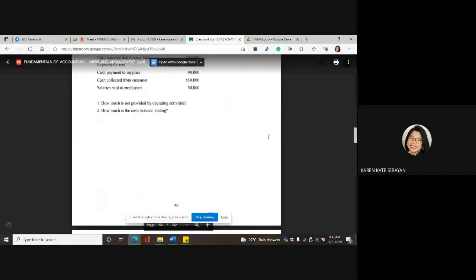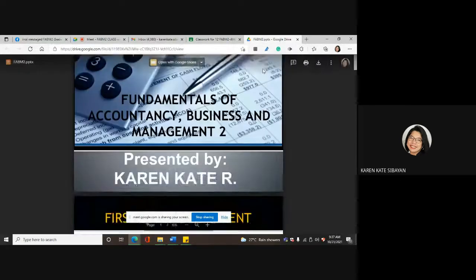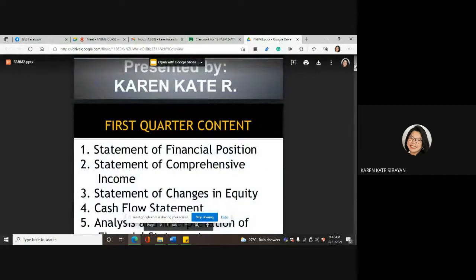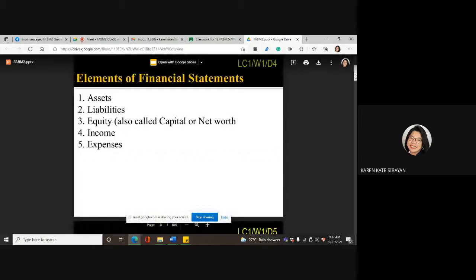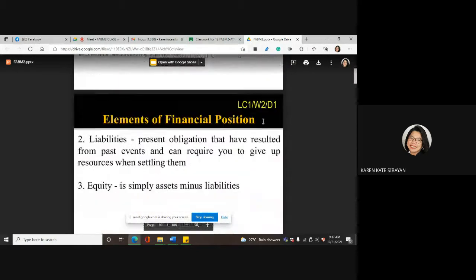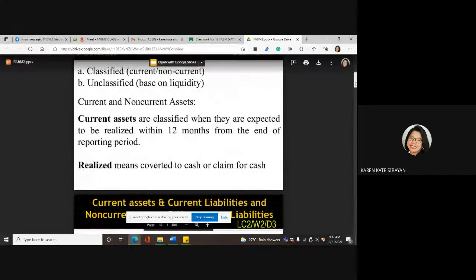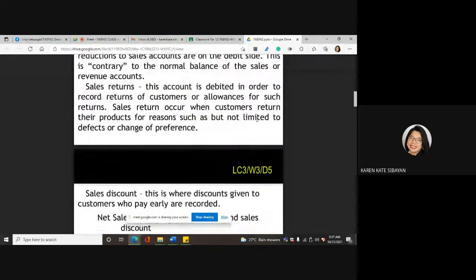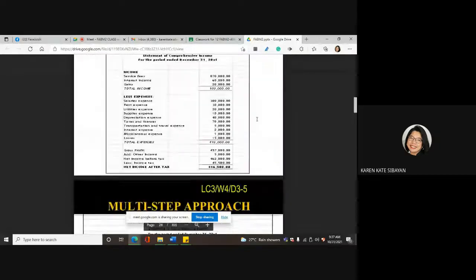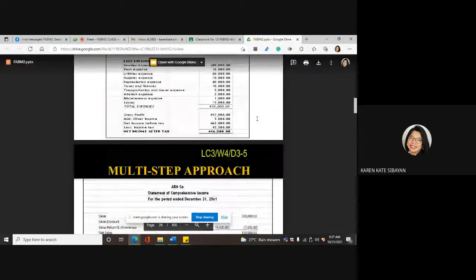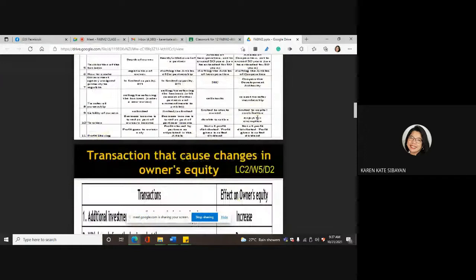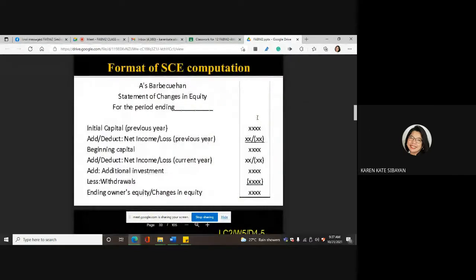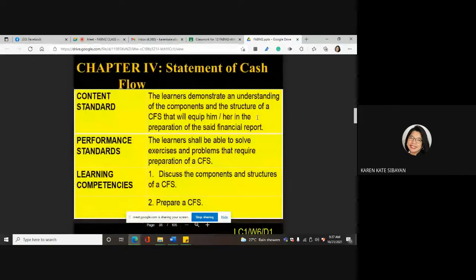Yan. Now, let's proceed to our discussion. So, nai-send ko naman na ito sa inyo, class, ha? Baka hanapin nyo ito sa akin. Nasa G-class nyo lang. Wait lang. Ayan. Kompleto naman kayo. Ayan. Statement of cash flow.